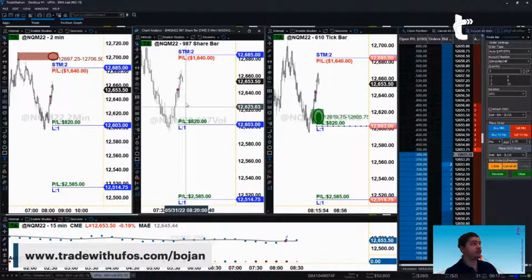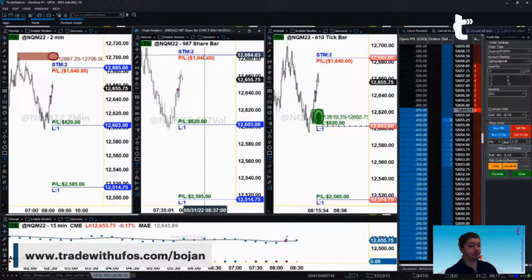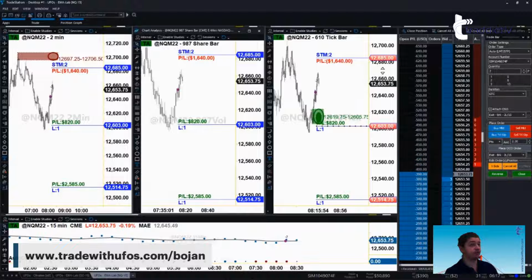So we got in, we set our stop above the UFOs in the white space, meaning when you're going short, you've got to look for space above. When you're going long, you've got to look for space below. But your stop cannot be within a UFO, right? Because then you're putting odds against your favor, not in your favor.